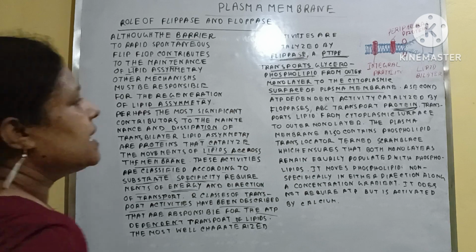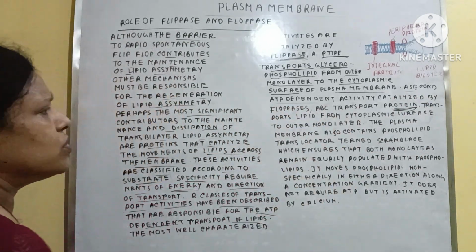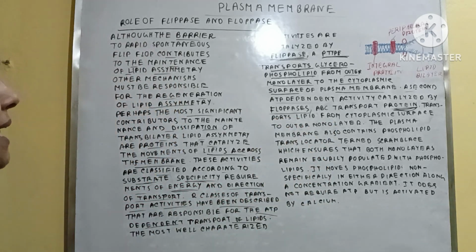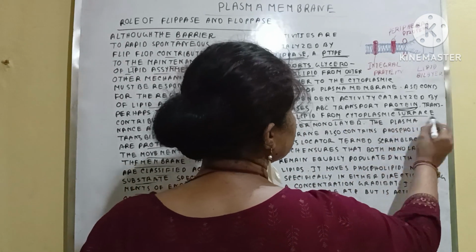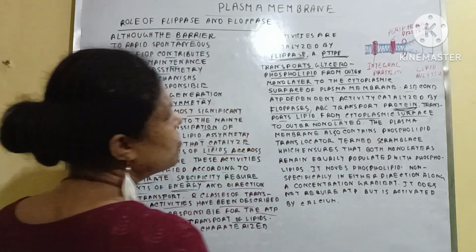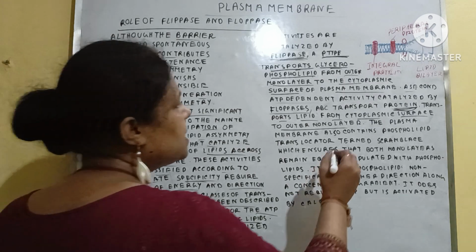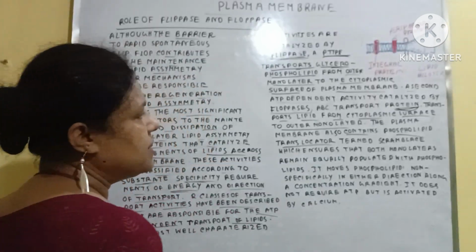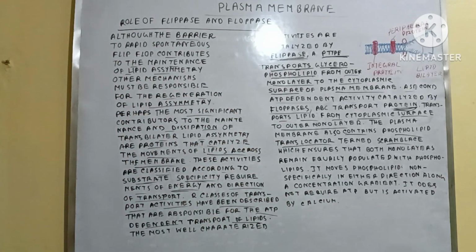Clear? The second kind of protein is also ATP dependent, and this is known as Floppase. It transports lipids from the cytoplasmic surface to the outer monolayer. The plasma membrane also contains another phospholipid translocator, known as the scramblase.